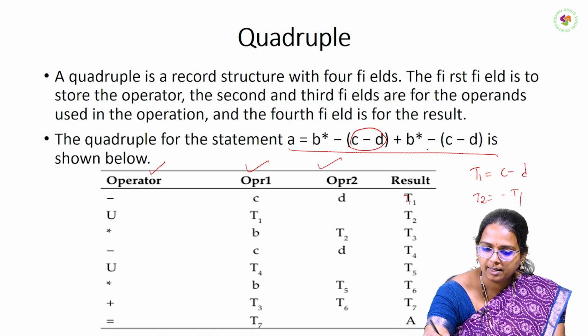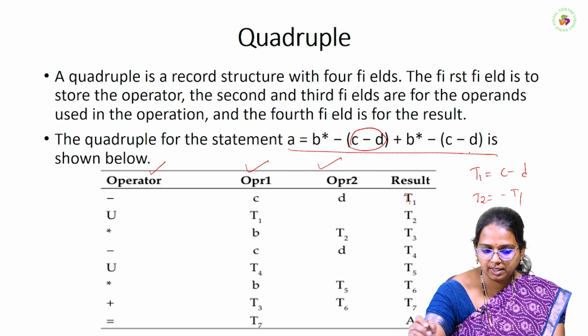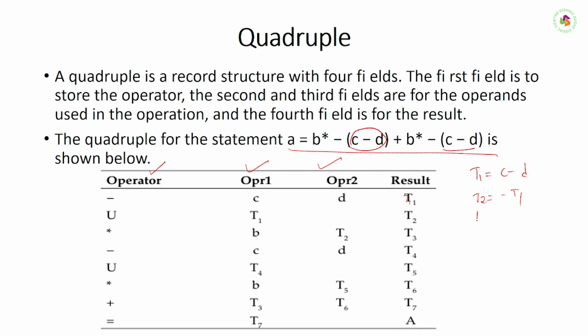Next again for this we'll do C minus D. Again we'll go for this. T4 is equal to C minus D and T5 is equal to minus T4. Next, this part is completed. So this is stored in T2 and this is stored in T5.